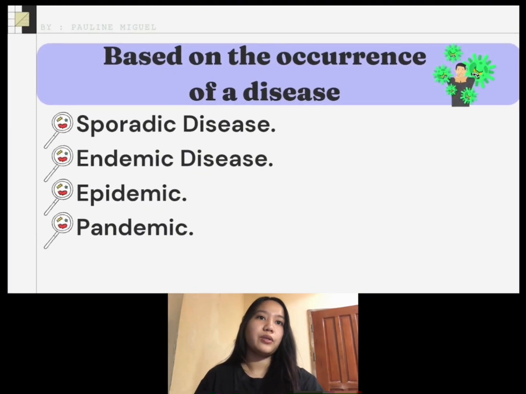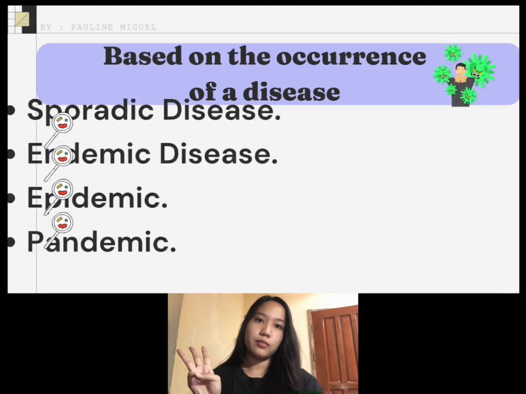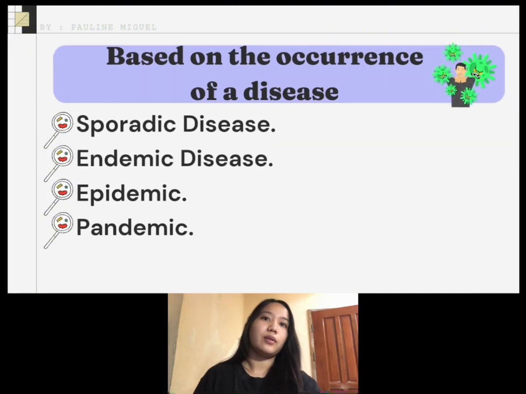So next, let's move on to the classification based on the occurrence of a disease. So we have 4 classifications based on the occurrence of a disease. We have the sporadic disease, endemic disease, epidemic, and lastly the pandemic. So before we move on, let's recall what are the 4 classifications based on the occurrence of disease. Okay, so let's now move on.